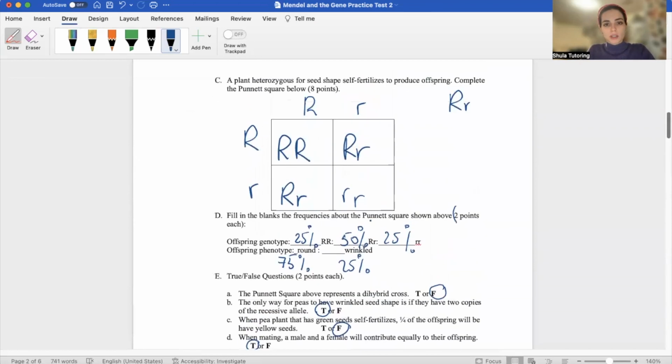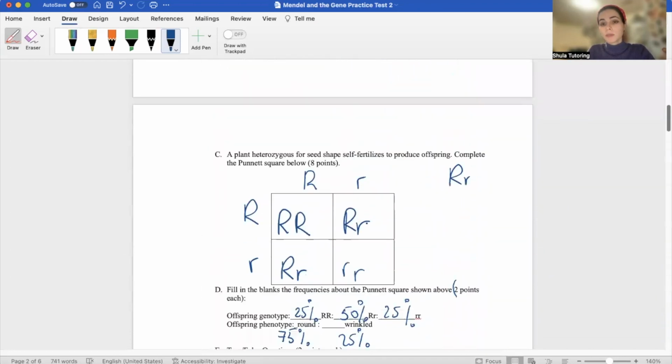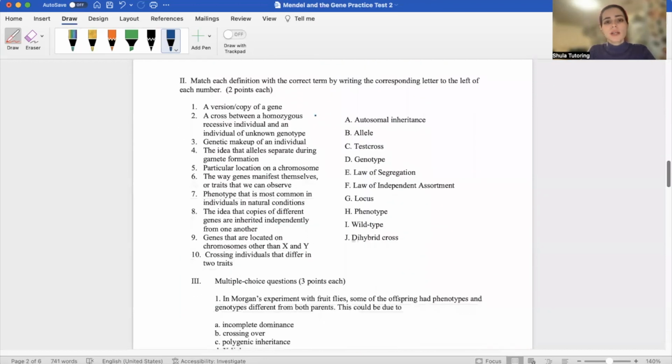Yes, so we just completed 2 pages of this test. So please make sure to score your points as we are moving along. So now some matching questions. Match each definition with the correct term by writing the corresponding letter to the left of each number. So version or copy of a gene, that's allele. Cross between a homozygous recessive individual and an individual of unknown genotype, that's test cross.